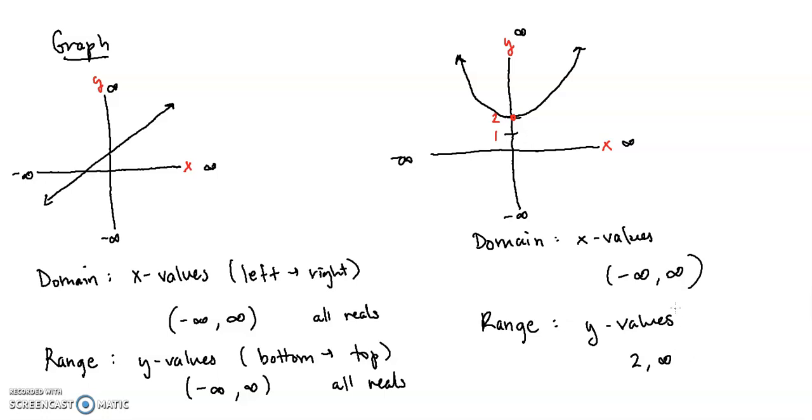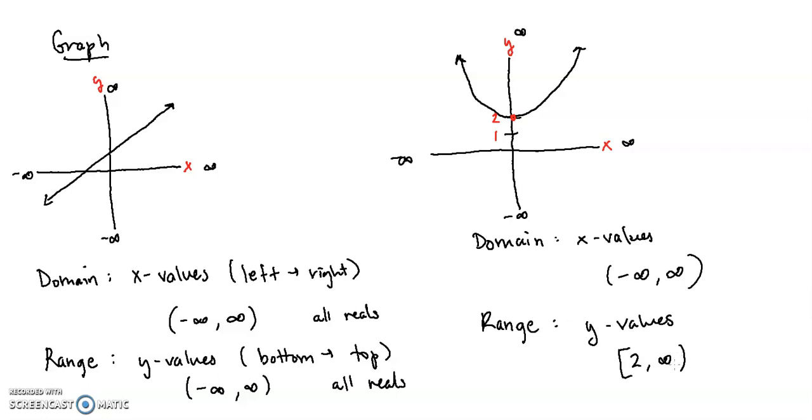All right, now I've got to decide the brackets. Infinity is always a round bracket because we can never touch it. I do hit 2 at the bottom of this. I do touch 2. That's included, so that's going to be a square bracket. Okay, and notice the difference here. I go from 2 to infinity. I have all of those values.